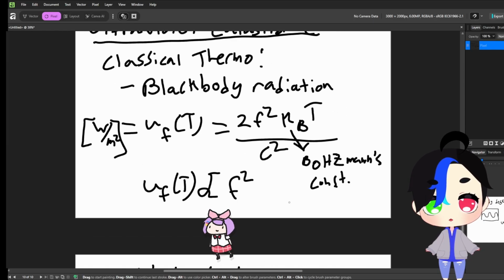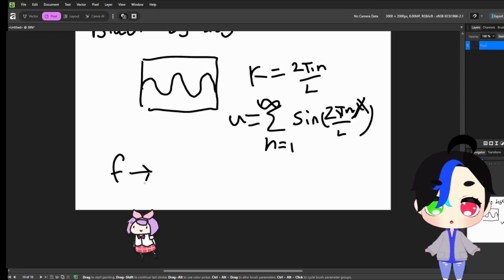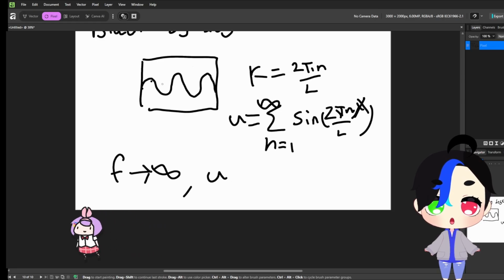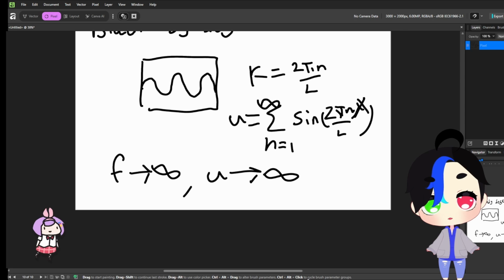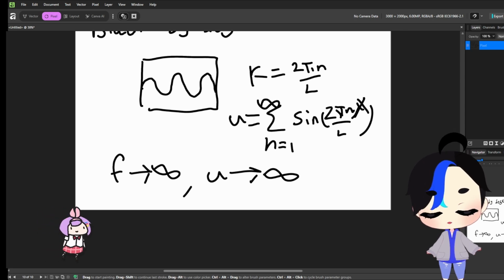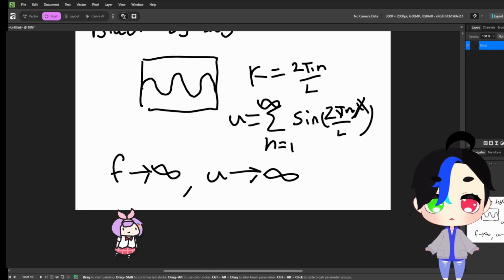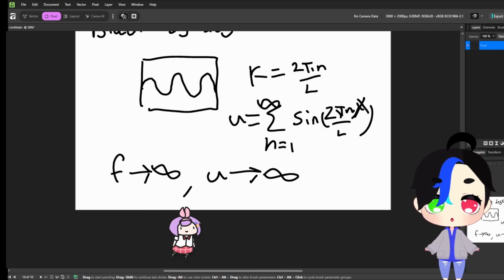But the spectral emittance of a blackbody is proportional to f squared, which means as f goes to infinity, your spectral emittance and therefore the power, the energy inside this blackbody also goes to infinity. Hence, ultraviolet catastrophe. So this showed that this classical interpretation of blackbody radiation only works at low energies and low frequencies.